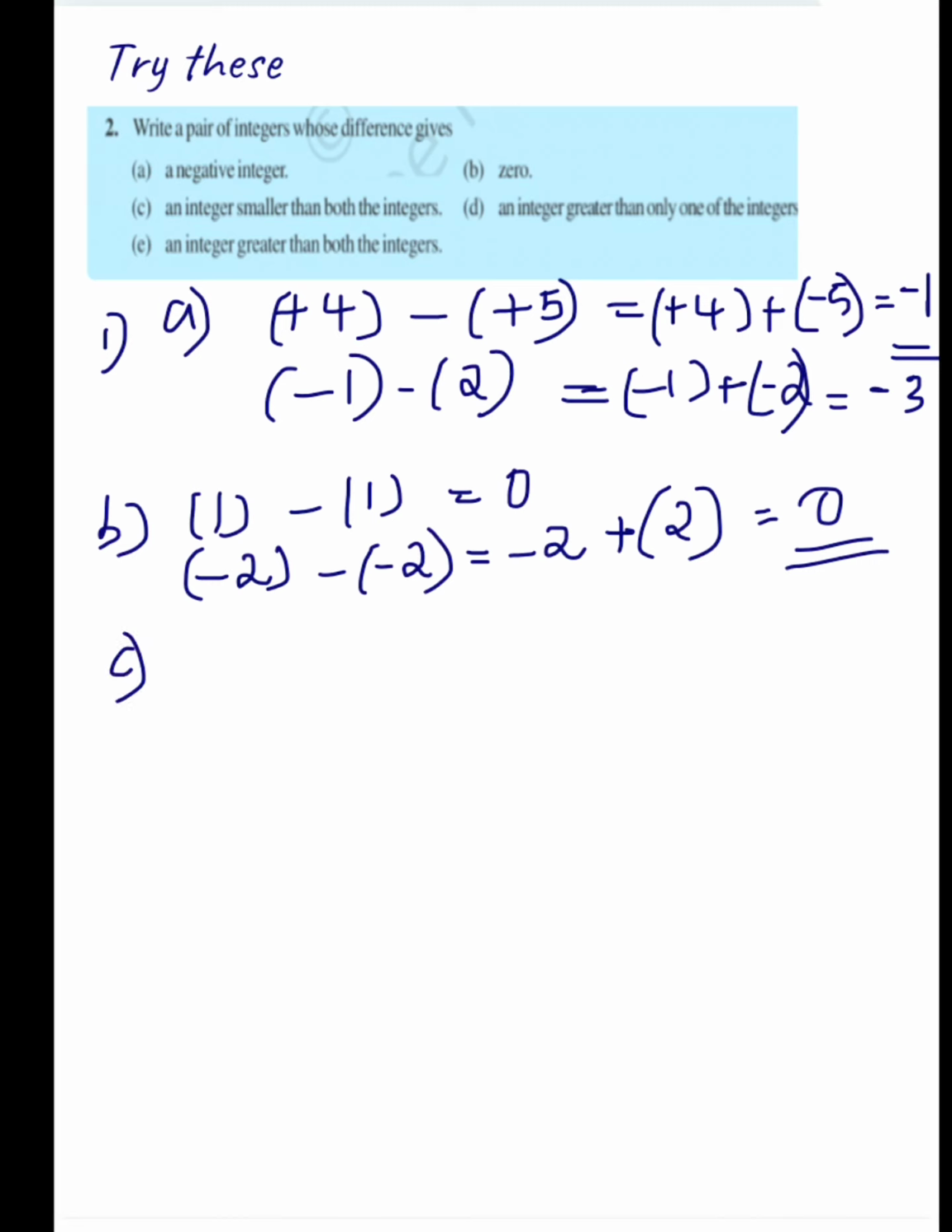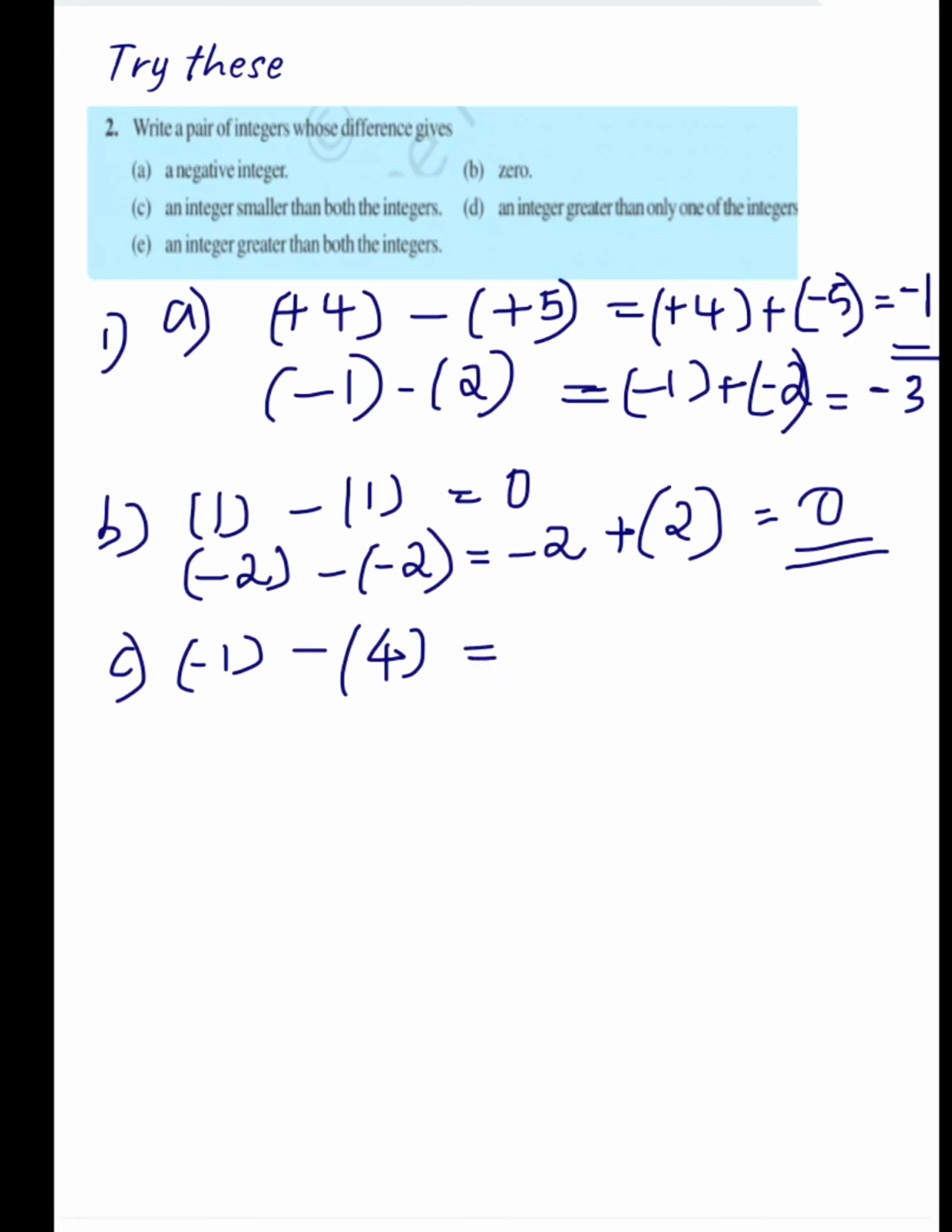Now let's see the C, which is an integer which is smaller than both the integers. That is, whenever we are doing the difference or the subtraction, then we should get an integer which is smaller than both the integers. So let's take an integer minus 1, and let's take another integer which is greater than this minus 1, that is 4, or a positive integer. Let's take a positive integer.